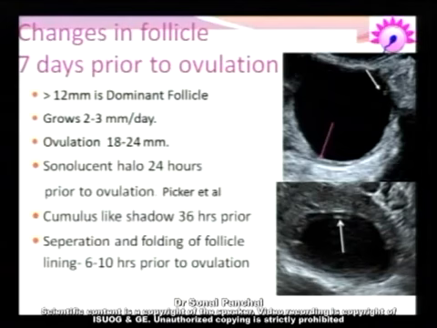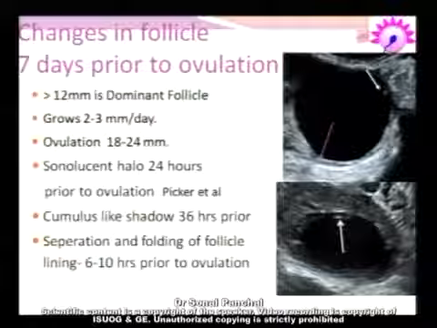Ovulation naturally occurs when the follicular size is between 18 and 24 millimeters. This is what all of us know. What we miss to see in our hurried practice is that there is a sonolucent halo that appears surrounding the follicle just about 24 hours before ovulation. A cumulus-like shadow may be seen 36 hours before ovulation, and closest to the ovulation, 6 to 10 hours before, you'll actually see the separation and folding of the follicular lining.